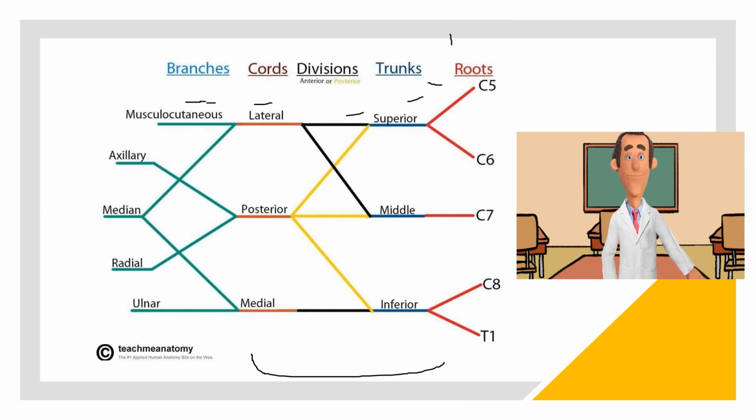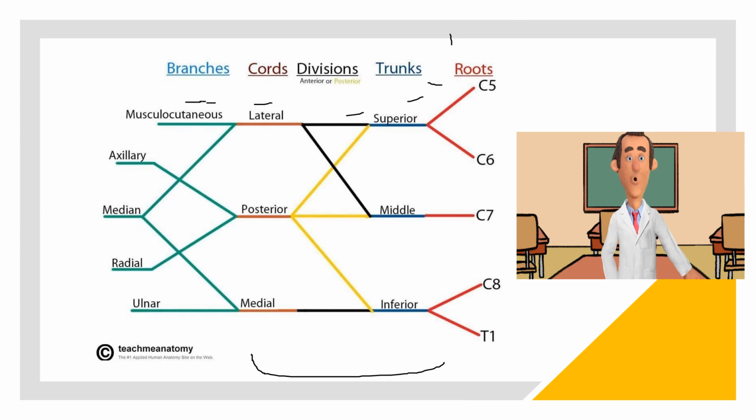Repeat after me. We have got five roots, three trunks, six divisions, three cords, and five branches. The five roots are C5, C6, C7, C8, and T1. C5 and C6 converge to form the superior trunk. C7 continues to form the middle trunk, and C8 and T1 converge to form the inferior trunk.